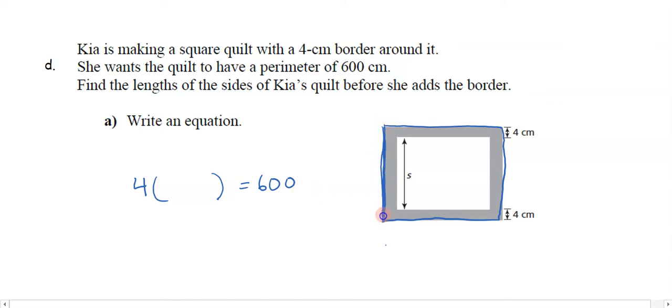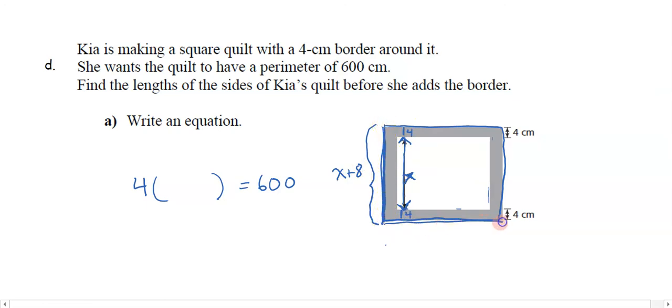So we need to know, what is this total length? Well, this length in here, we can call x or s, whatever we want. We'll call that x, right? So those are all x inside. We know the border is 4 centimeters, so we know this distance is 4, and we know this distance is 4. So what's this total distance? Well, it's whatever x is plus 2 4s, or in other words, plus 8. So x plus 8 is that total distance.